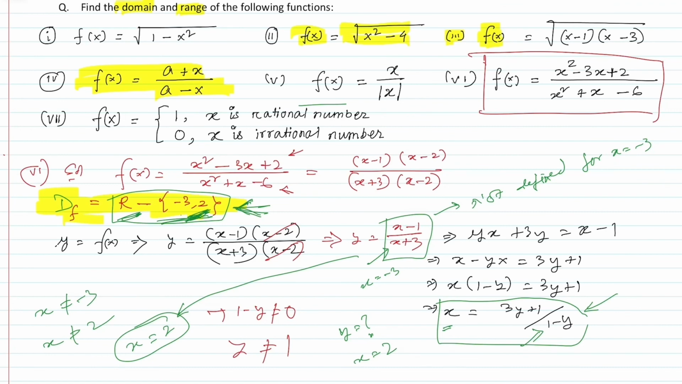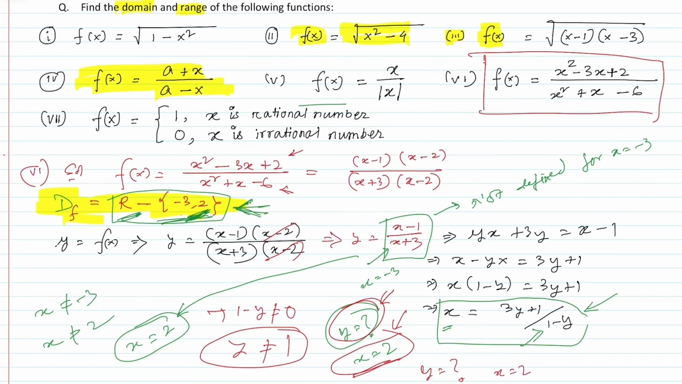So first let me find for which value of y, x can be equal to 2. We have already got that y is not equal to 1. Then we need to find, is there any value for which x is equal to 2. Because x is equal to 2 is not included in the domain, that's why we cannot take the value of y for which x is equal to 2. So for y equal to what, x will be equal to 2?